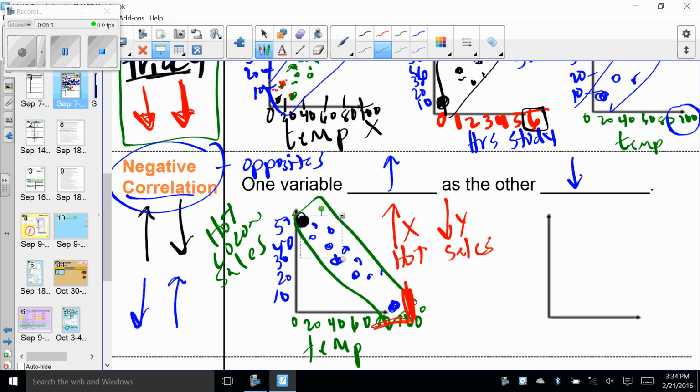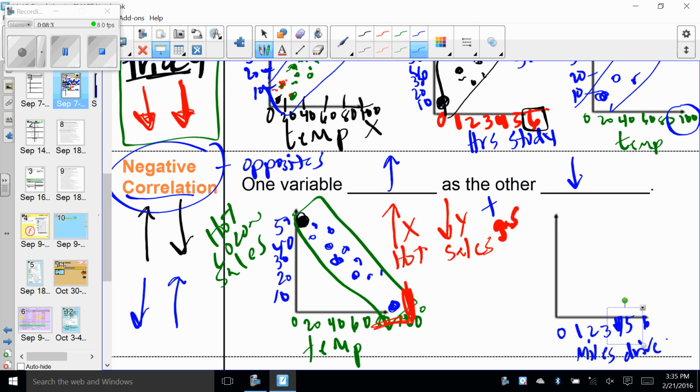So what's another example that we could say that's a negative correlation that I kind of like to use is a really good real life example. Our miles that we drive, what happens about that? 0, 1, 2, 3, 4, 5, 6, and so on. The miles that we drive, what happens to the gas in the tank? So what happens to the gas tank?